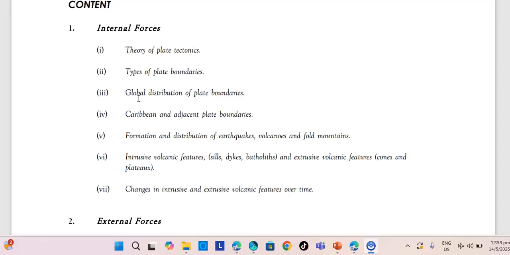Others are found on land. So plate boundaries are found in certain patterns around the world, and that's why we often see earthquakes, volcanoes, and the other natural disasters happening because of plate boundaries. All right, now we're going to look at the Caribbean and adjacent plate boundaries.